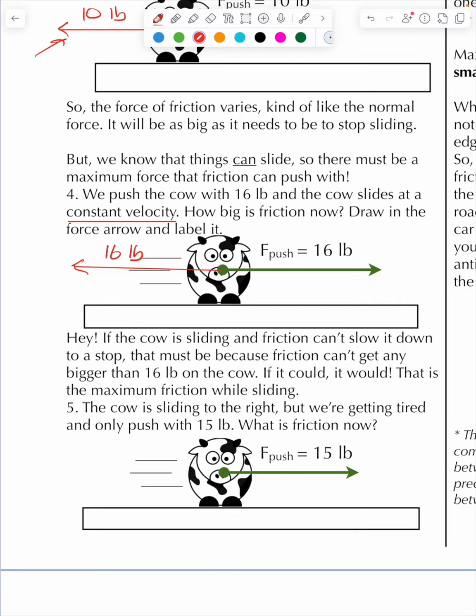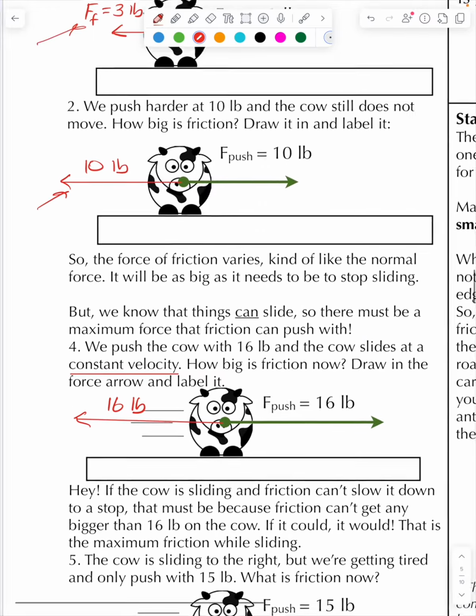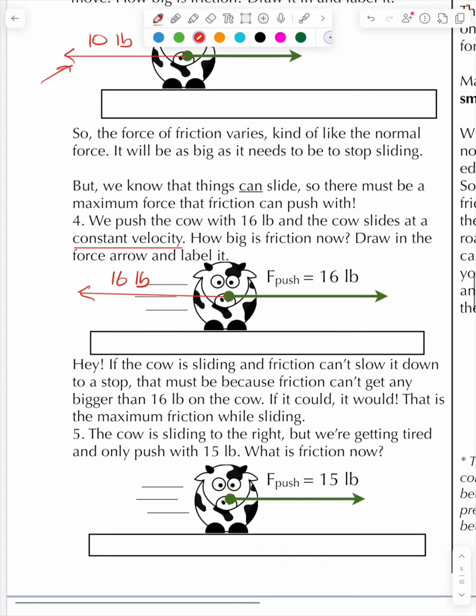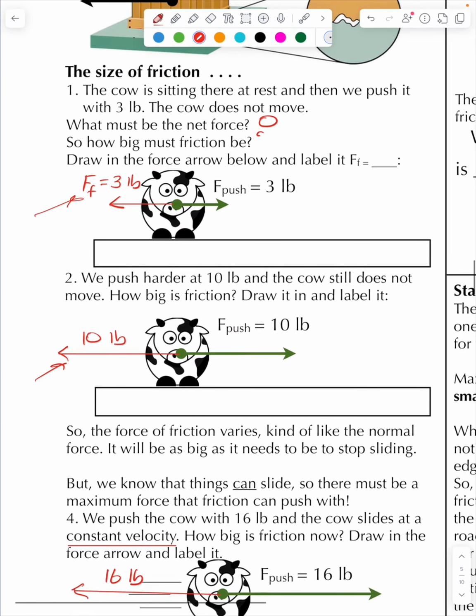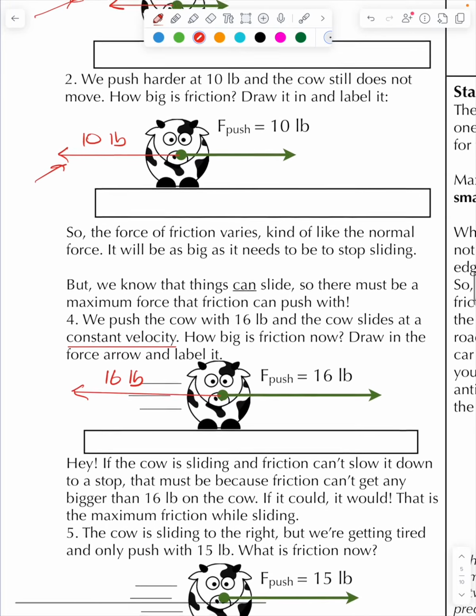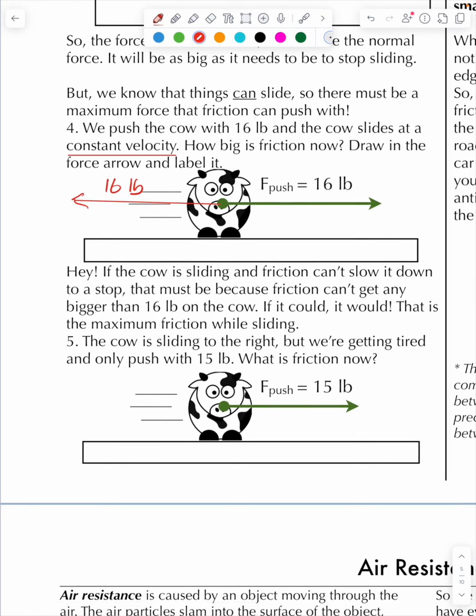So this is what we call kinetic friction, or sliding friction. It's friction when the object is actually moving along the surface. And here's an important difference between static friction and kinetic friction. Static friction will change its value as you push harder and harder. It can grow to match your push up to a certain max, and then it just gives out. But kinetic friction stays constant the entire time. If you push harder, if you push less hard, if you let go, as long as that cow is moving, there's going to be 16 pounds of frictional force on it. So that's the big idea: kinetic friction stays the same.